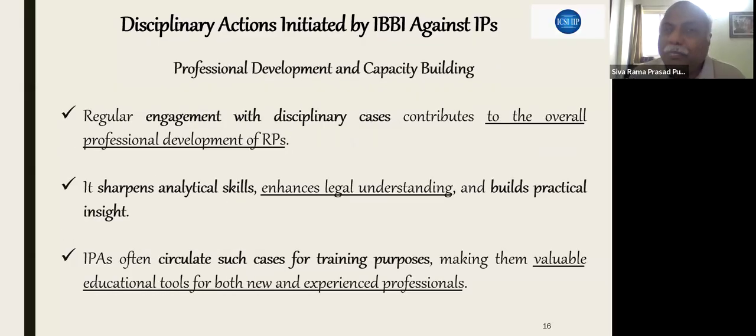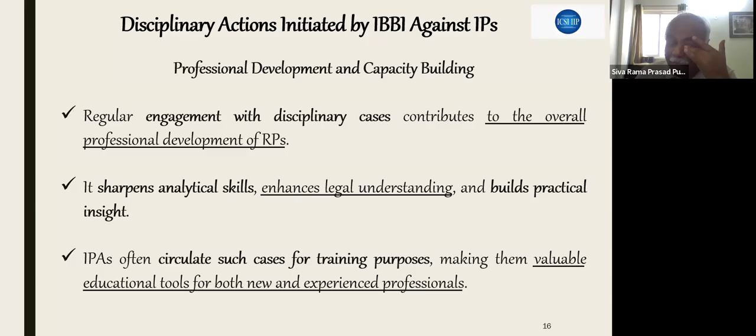Professional development and capacity building. Regular engagement with the disciplinary cases contributes to the overall professional development of RPs. It sharpens the analytical skills. Once you are following this, you will become the advisor also. You will become a consultant or provide consultancy services also, in addition to handling a CIRP, particularly with regard to IBC. Some critical decisions, if at all they are asking, you offer your comments and take a suitable remuneration.